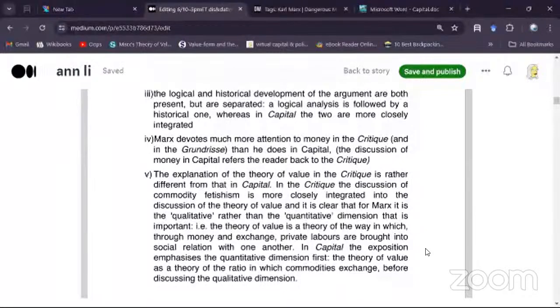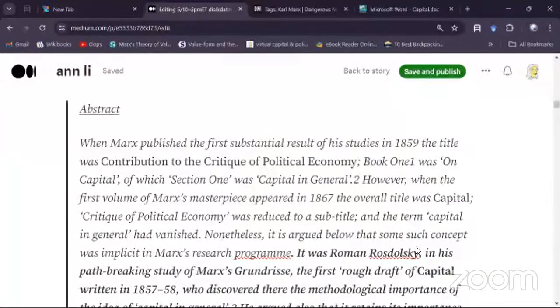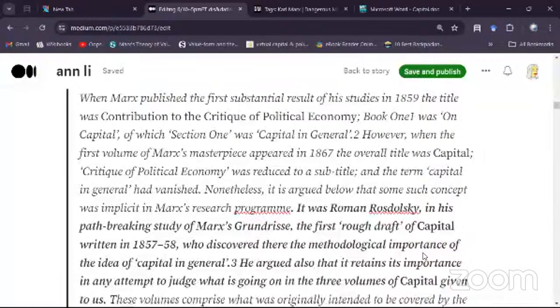First, the theory of value as a theory of the ratio in which commodities exchange, before discussing the qualitative dimension. All of this may confuse you, but the fact is, when the first volume of Capital appears in 1867, the title is just Capital, and Critique of Political Economy is the subtitle, whereas it's about critique at the front end. And Rudolsky, in the study of the Grundrisse, this is a pretty big deal.